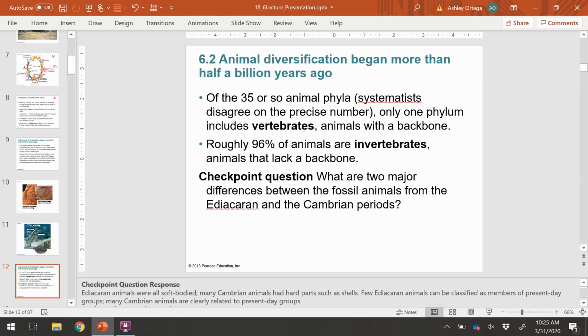Our checkpoint question here says, what are two major differences between the fossil animals from the Ediacaran and the Cambrian periods? They had soft bodies here. And then the Cambrian did not. So they had hard body parts.